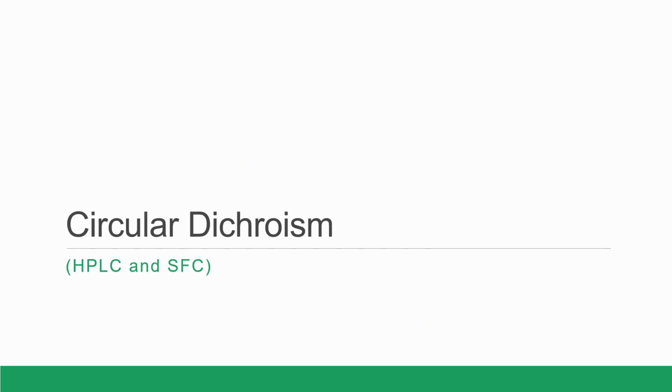So first up, circular dichroism. This detector can be used for both HPLC and SFC. And as you know from the previous slide, a high pressure flow cell has been created for this detector.